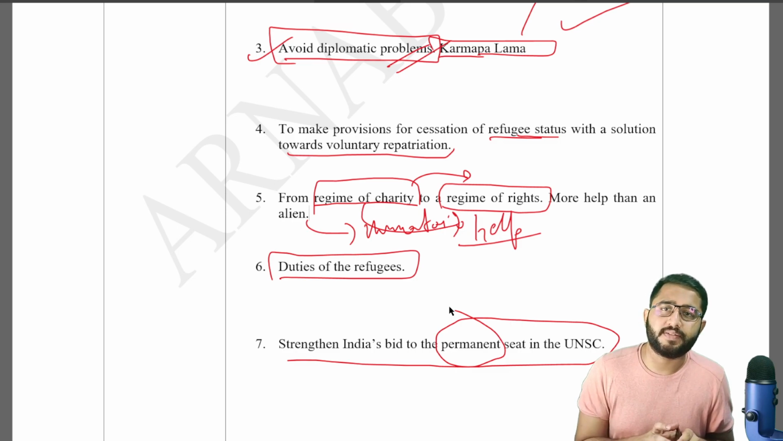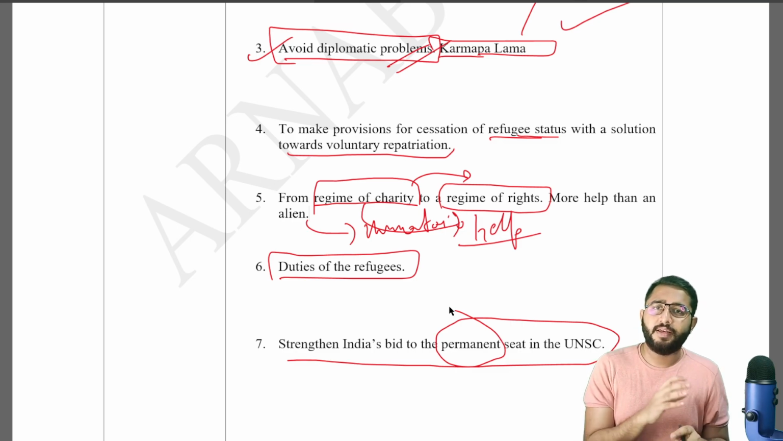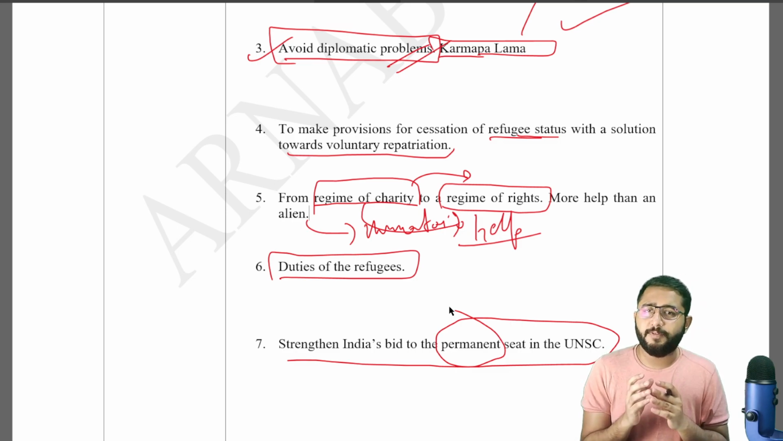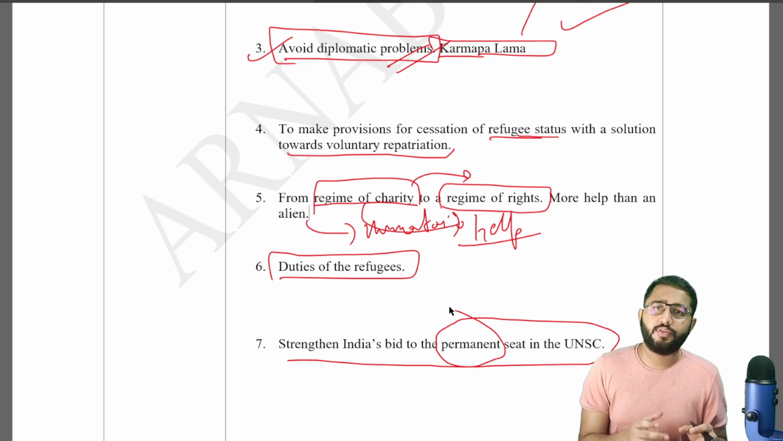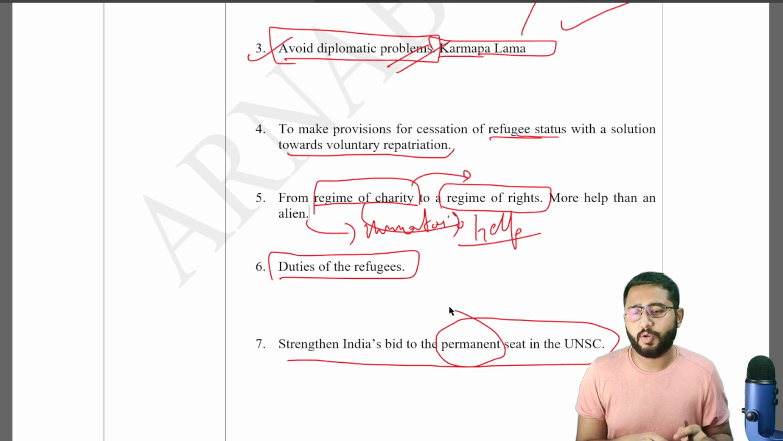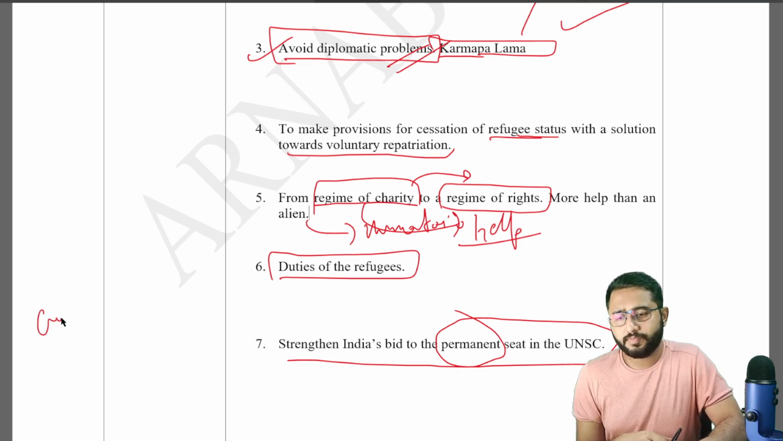And finally, the most important thing here is that we know that India has been working towards a permanent seat in the UNSC. We also know that refugee rights is a very big issue when it comes to international law. I mean, imagine, in international law there are two main customary laws. Customary law, I'll tell you what customary law means. A customary international law.